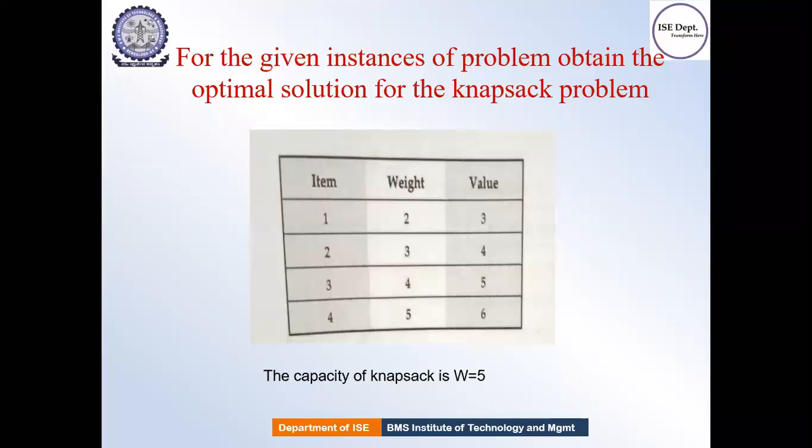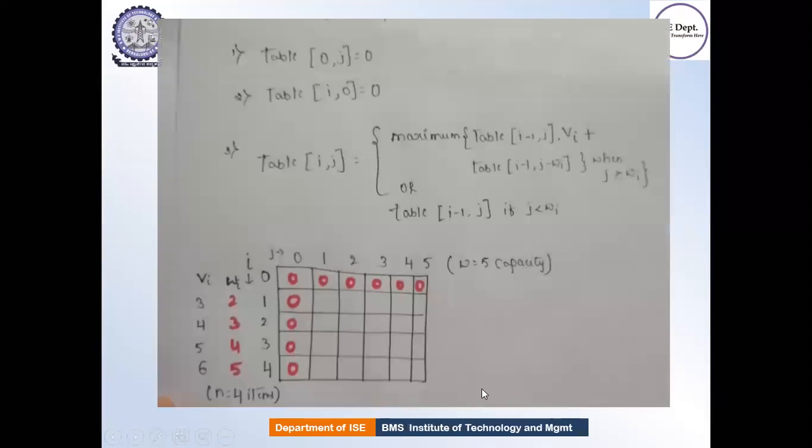Consider an example. Here items are given. So you have 4 objects. Each object has its own respective weight and profit. The capacity of the knapsack is given as 5. That is M. So the maximum capacity a bag can have is 5. Before starting to solve this problem, you need to remember these 3 formulas or functions. The first one is the table, and the table is nothing but this table.